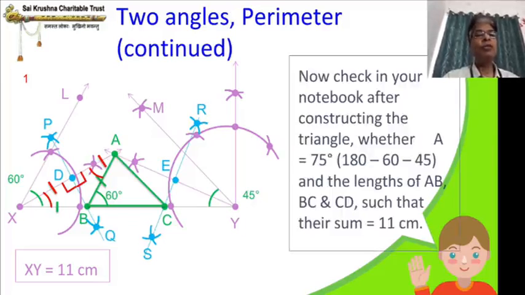Now check in your notebook, after constructing the triangle, whether angle A equals 75 degrees. It is 180 minus 60 minus 45, and the length of AB you can measure physically. Check whether AB plus BC plus CA is equal to 11 centimeters. And then you will know that yes, the triangle we wanted, we have got it.